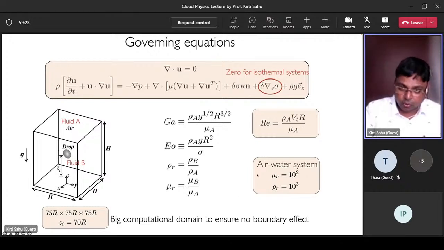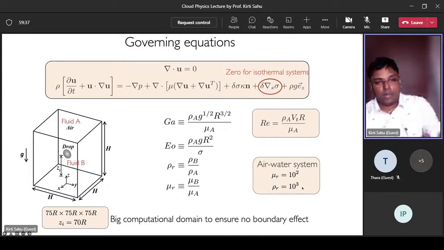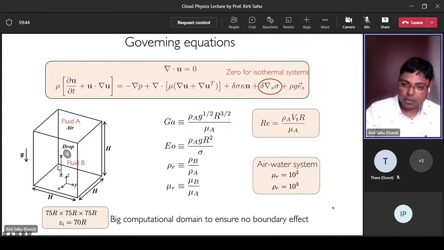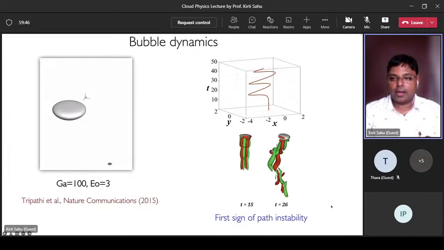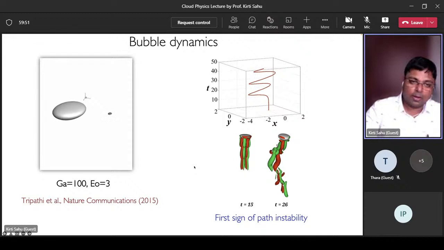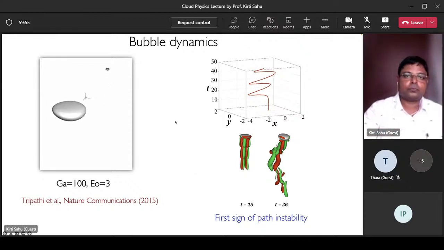Then the density ratio, density of fluid B by density of fluid A, and the viscosity ratio, viscosity of fluid B by viscosity of fluid A. So for an air-water system, for a droplet falling in air, the viscosity ratio will be 10 to the power 2 and the density ratio will be 10 to the power 3. Now if it is a bubble rising in water, it will be opposite. It will be 10 to the power minus 2 and 10 to the power minus 3. Now I made this point because I wanted to relate the bubble dynamics with the droplet dynamics.